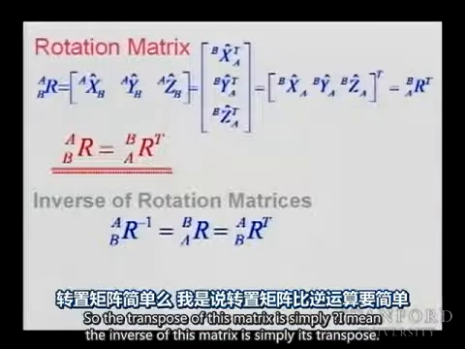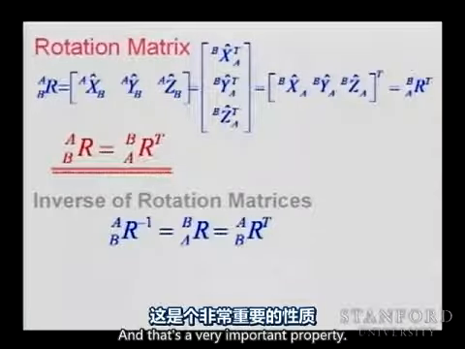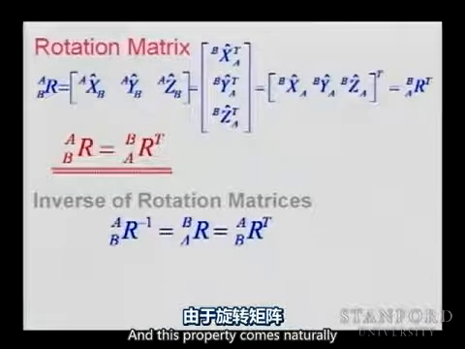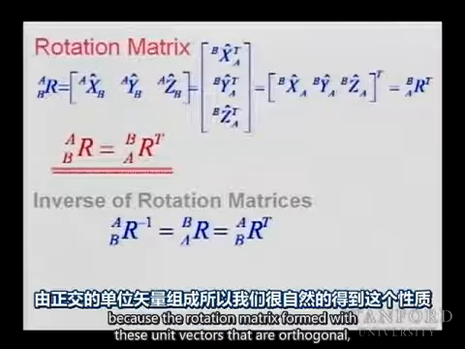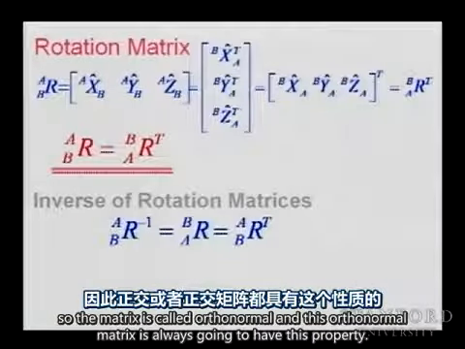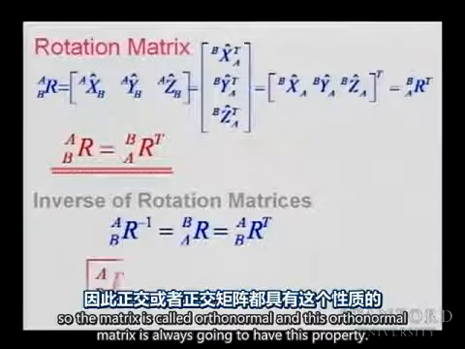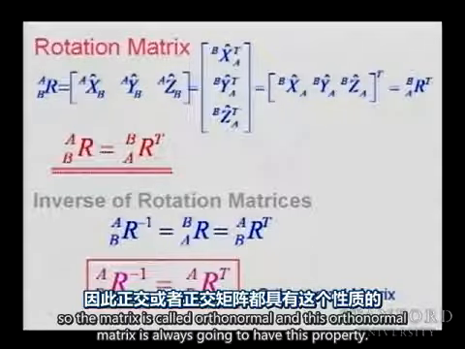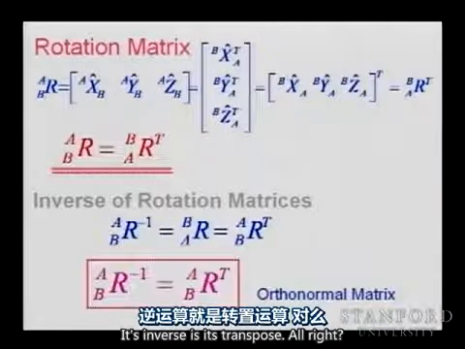So the inverse of this matrix is simply its transpose. And that's a very important property. And this property comes naturally because the rotation matrix is formed with these unit vectors that are orthogonal. So the matrix is called orthonormal. And this orthonormal matrix is always going to have this property. Its inverse is its transpose. All right?